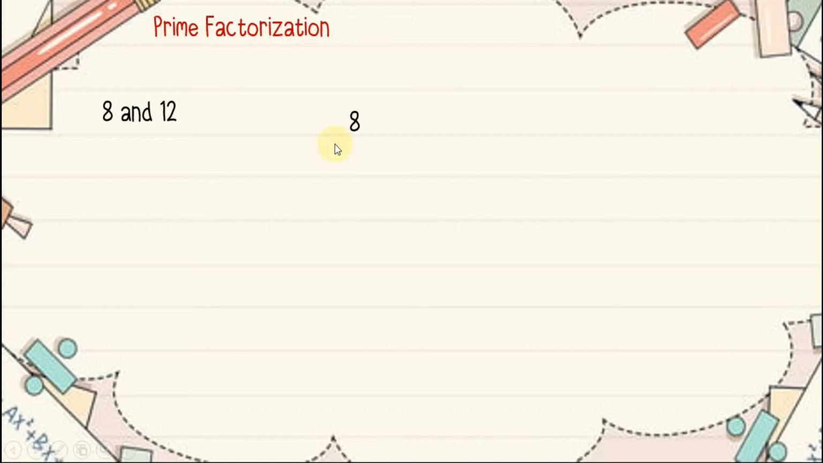So let's get first the prime factors of 8. So we have 2 times 4. And 2 is already a prime number. 4 is not yet a prime, so we need to factor it out. And the factors of 4 are 2 times 2. And again, 2 is a prime number.